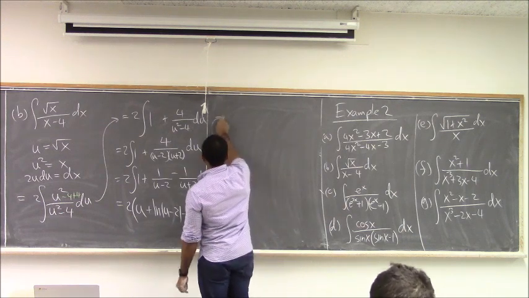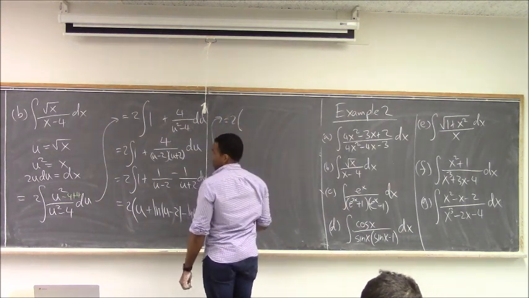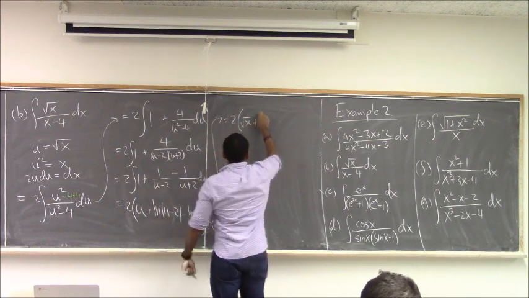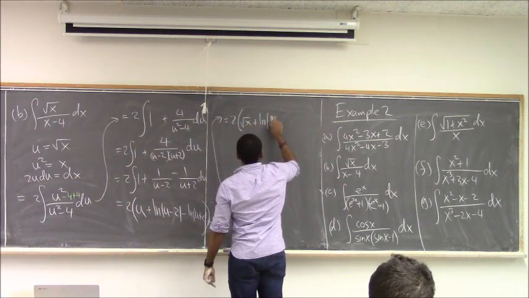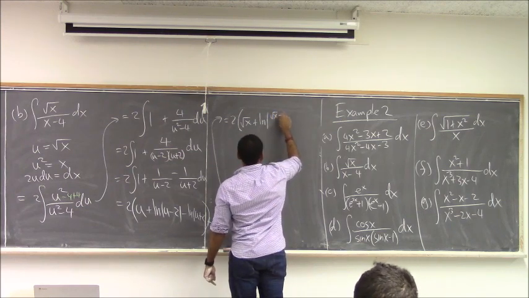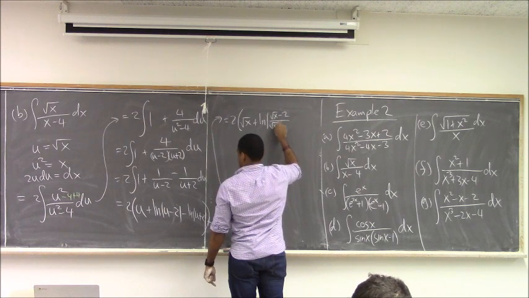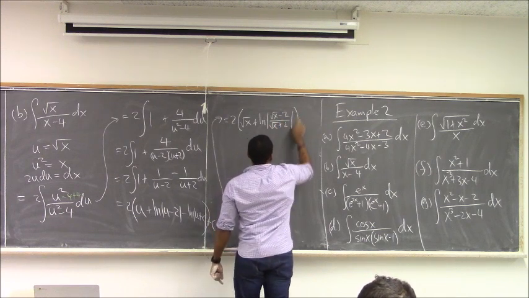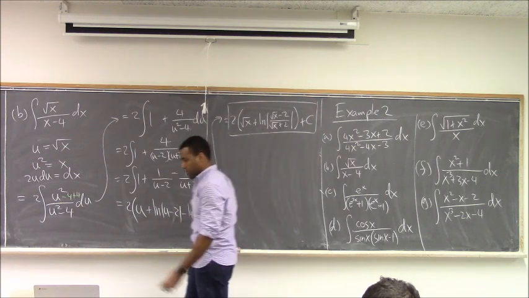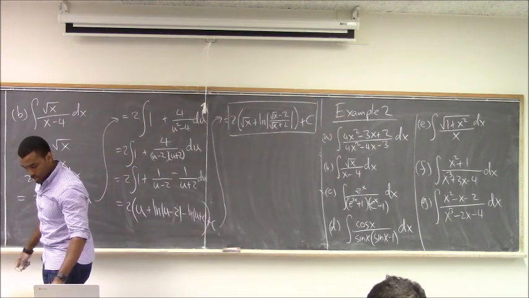So this is going to be 2 times u, which was the square root of x, plus ln of the square root of x minus 2 divided by the square root of x plus 2. That's our guy.